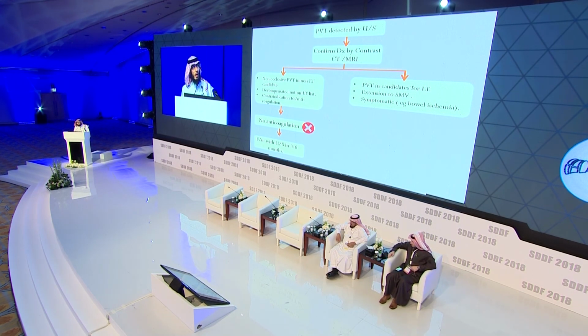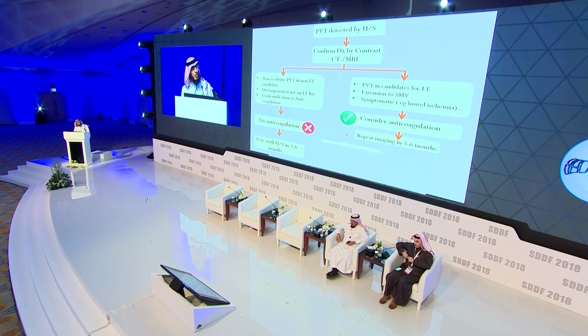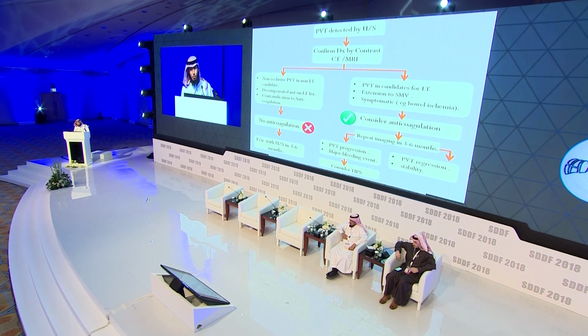On the other hand, if your patient is a candidate for liver transplantation, or if there is extension into the superior mesenteric vein, or your patient is presenting with symptoms and signs of bowel ischemia, then anticoagulation should be considered in those patients. And you need to repeat the imaging every 3 to 6 months to follow the status of the PVT. If there is PVT progression or there is a major bleeding event contraindicating anticoagulation, then TIPS can be considered in those patients as a salvage treatment. If there is PVT regression or stability of the thrombus, you need to maintain anticoagulation until the time of liver transplantation or indefinitely.